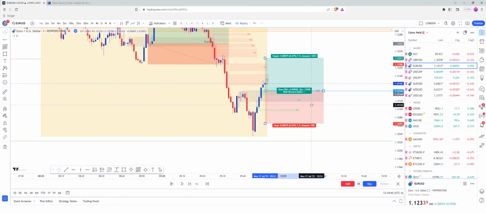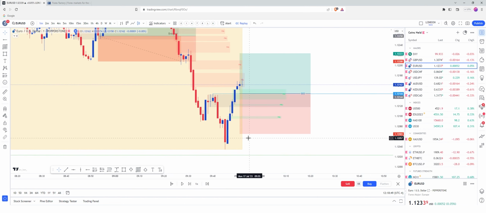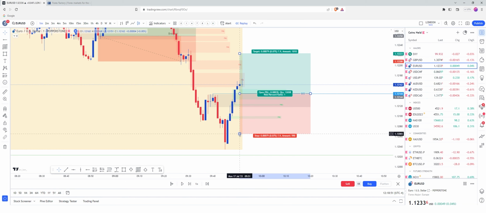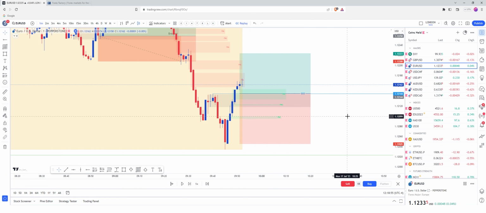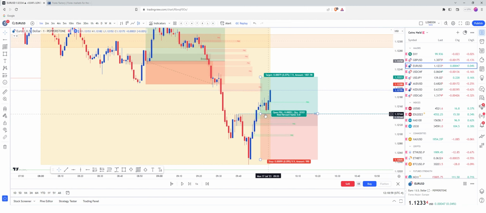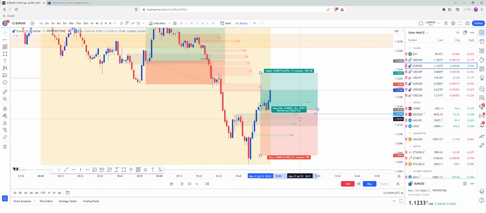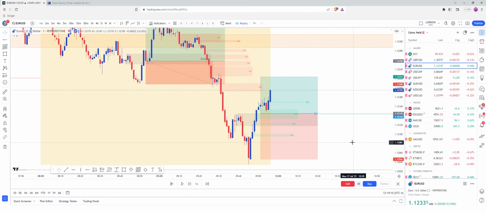I'll then move my entry up. Now this is where, unfortunately, I didn't get tagged in on this one. So I did move my entry up. I was hoping that we'll come back, tap the very top of this breaker block so I could take a run on the highs. Price almost tags it. It tags the fair value gap. So if I'd have put my entry there, I would have been in the trade. I was being a little bit greedy. I was trying to get the breaker block. So maybe poor management on my side.